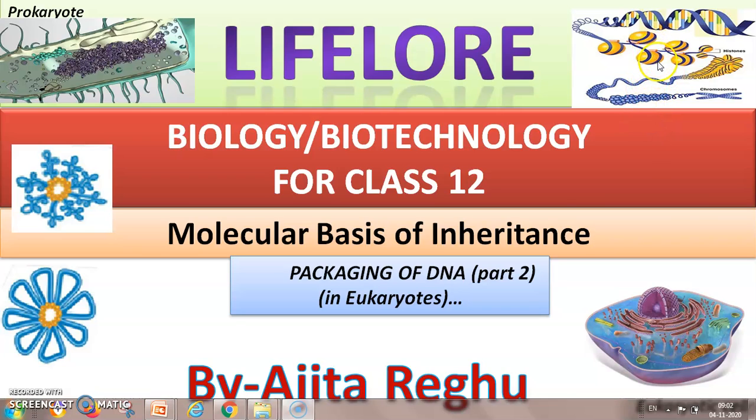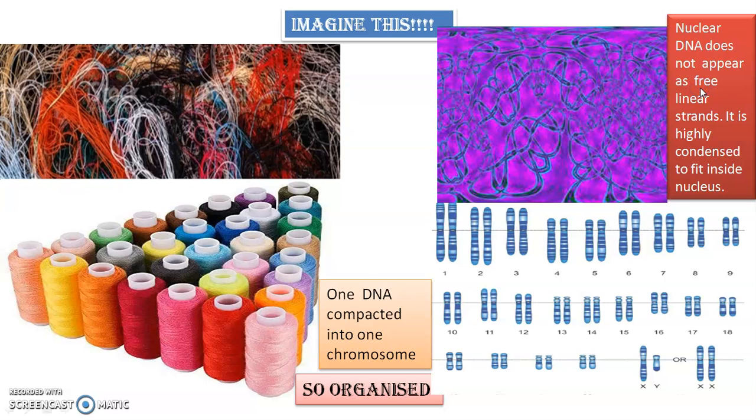So you know the size of the human genome per cell is around 2.2 meters. Such large DNA, how is it compacted to fit into a small, very microscopic sized nucleus? And what is the need for such compaction?